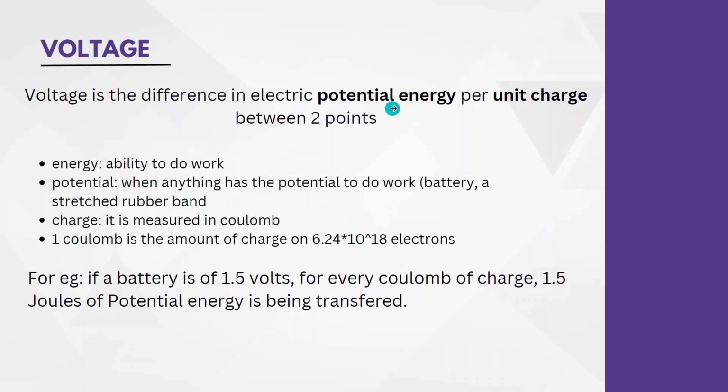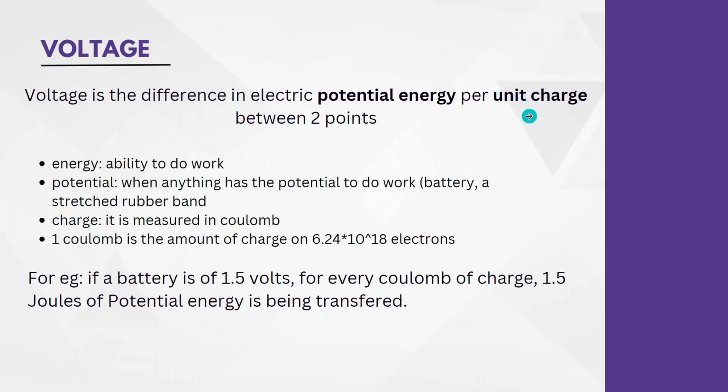Voltage is the difference in electric potential energy per unit charge between 2 points. Let us break this down so that it becomes easier to understand. We call energy as the ability to do work, and potential in English means that something has got the potential or the ability to do work. For example, in this case, we have a battery, and this battery has got the potential to move all the electrons from one point to another point. So that's what we mean by potential.